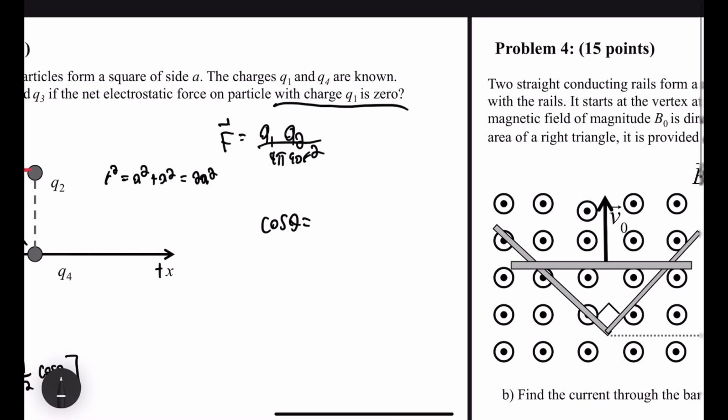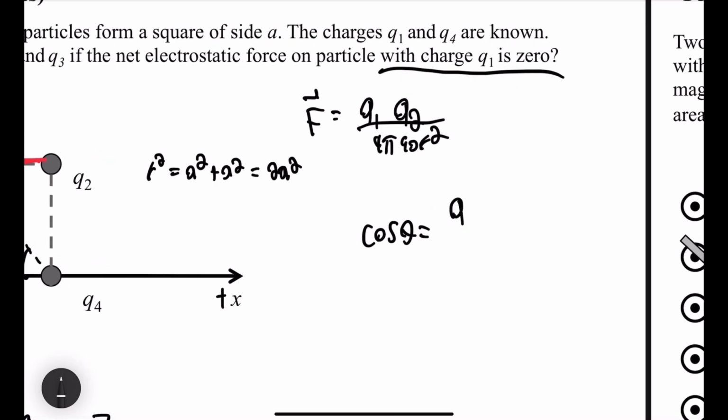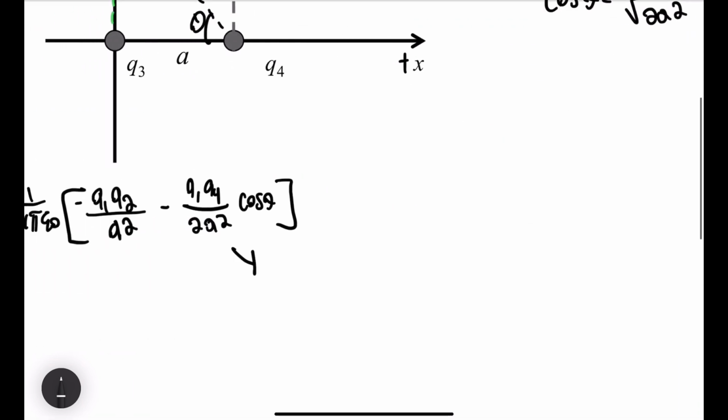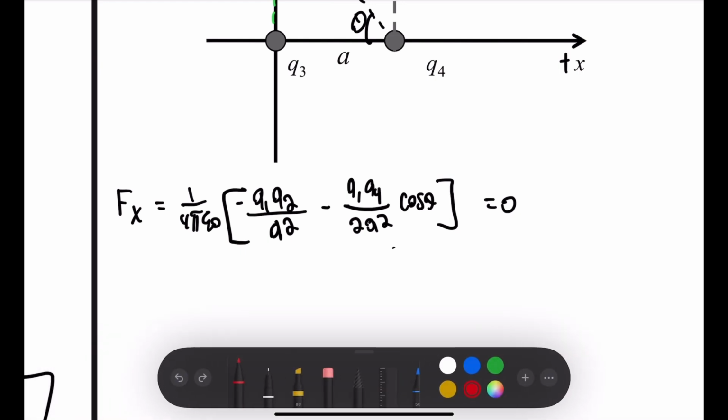I'm going to actually do it by getting the a's here instead of just assuming it's square root of 2 over 2. So cosine theta will be adjacent, which is a, divided by hypotenuse. If I solve for r, this is square root of 2a squared. So I plug it in. And I want the force equal to 0, and this can't happen with just the numbers. So for this to happen, I need the insides to equal each other.